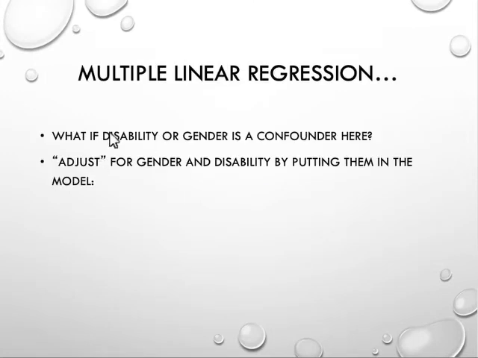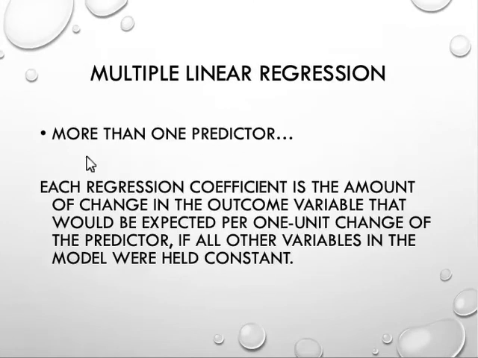In multiple regression, what if disability or gender is a confounder here? We can adjust for gender and disability by putting them in the model. If we have more than one predictor, each regression coefficient is the amount of change in the outcome variable that would be expected per 1 unit change of the predictor if all other variables in the model were held constant.